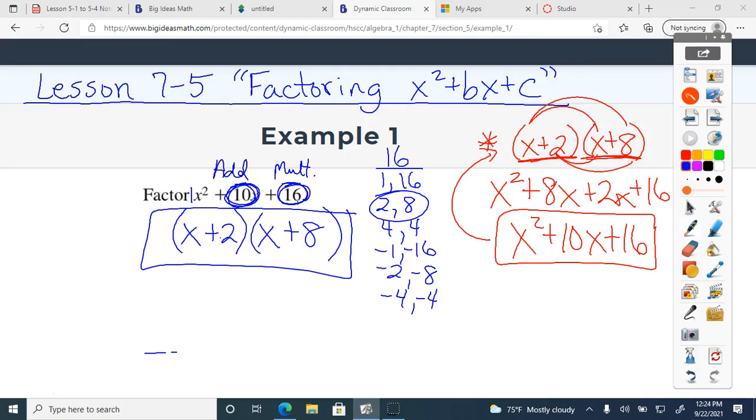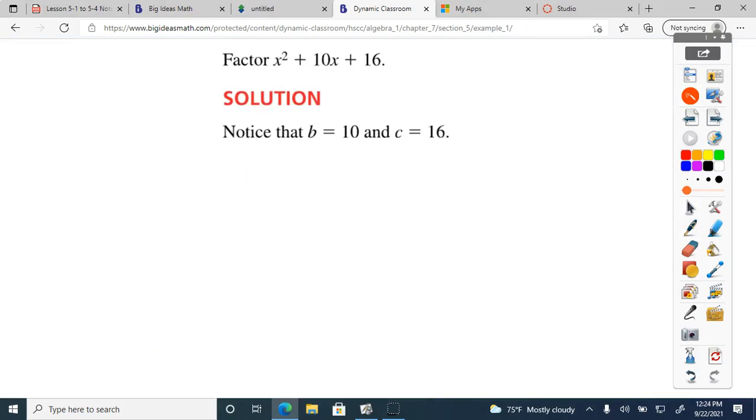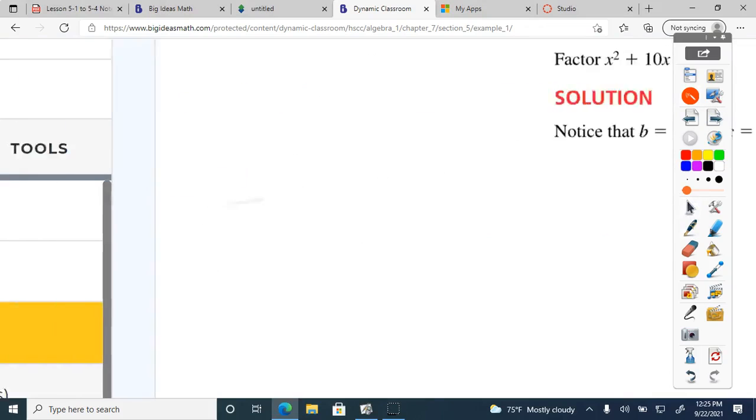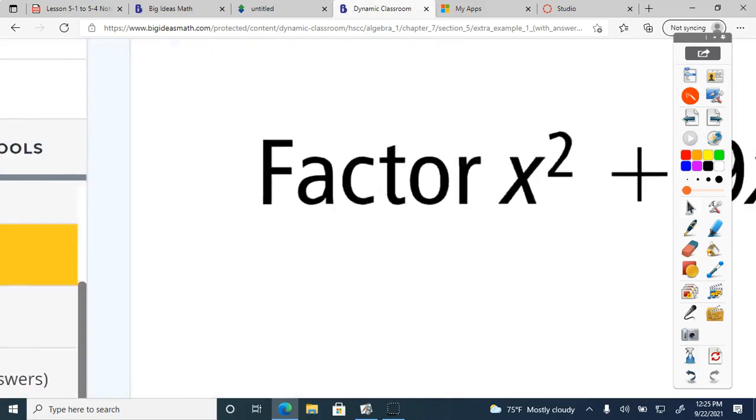Everybody with me? We've done this in like 5th grade. You did this definitely last year. I don't know if you did it in 5th grade or not. Let's try example 2. Actually, let's try another one of example 1. Extra example 1.